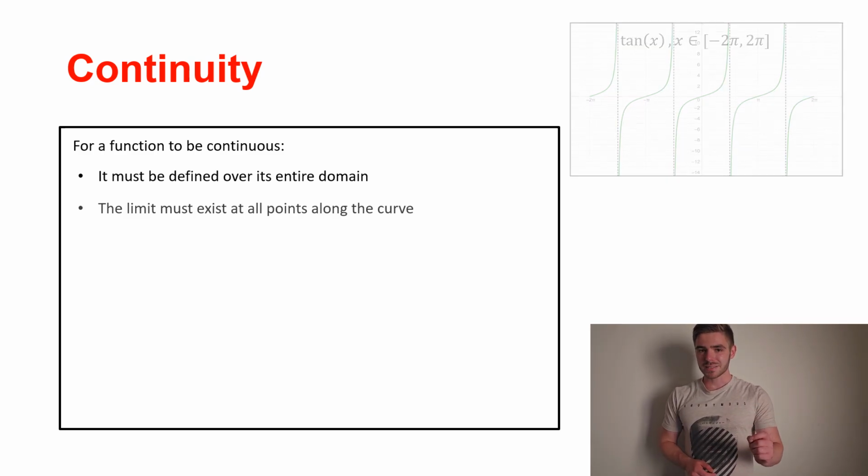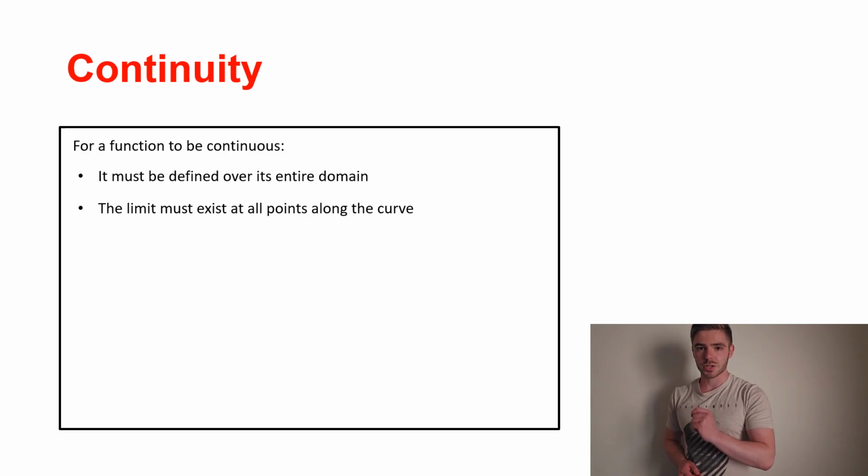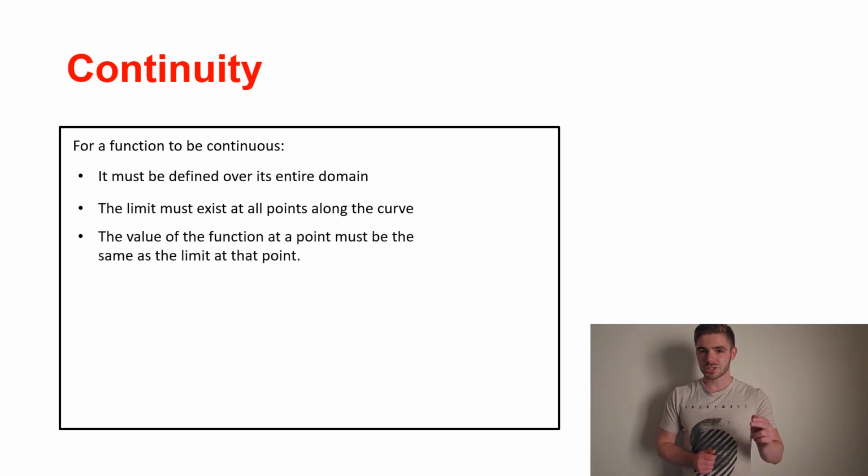Secondly, the limit must exist for all points along the curve. That means that the limit as approached from the left must be the same as the limit as approached from the right. Lastly, the value of the function at a specific point must be the same as its limit at that point. Let's see what that means.